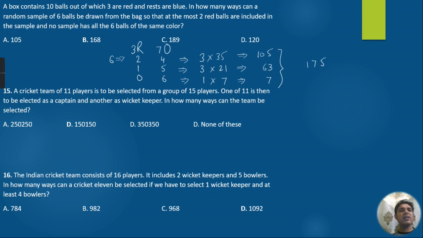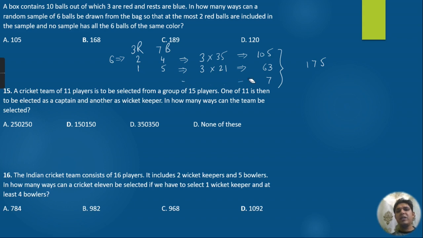A box contains 10 balls, out of which 3 are red and the rest are blue. In how many ways can a sample of 6 balls be drawn from the bag so that at most 2 red balls are to be drawn in the sample? No sample has all of the 6 balls of the same color, so we will not take this case.